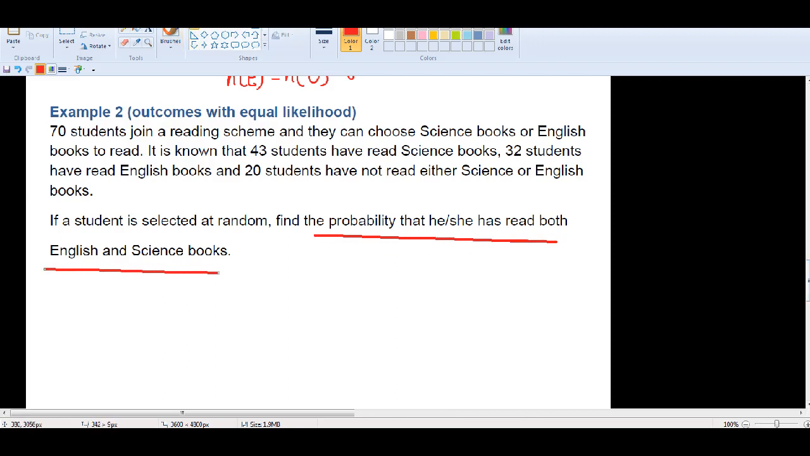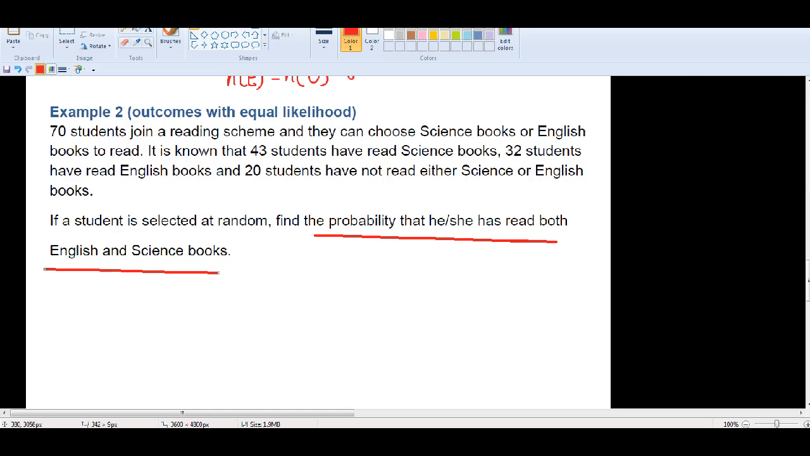has read both. So that means you are going to find the intersection of two sets, right? So you need to think. Now you've got some students who have read science, some English, but some neither, and there are 70 in total, right? So you need to find how many of them have read both English and science books.